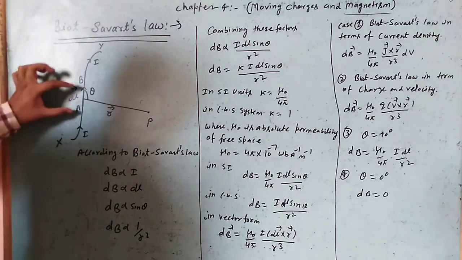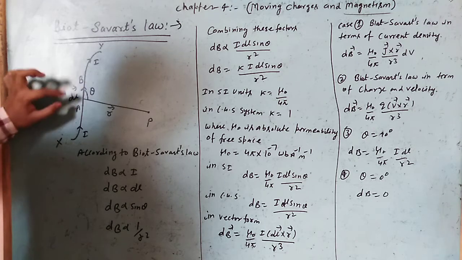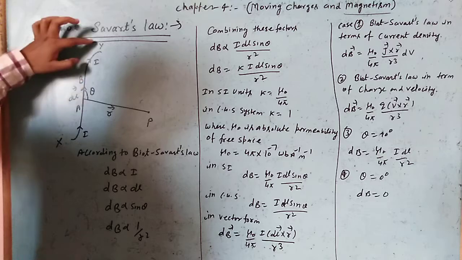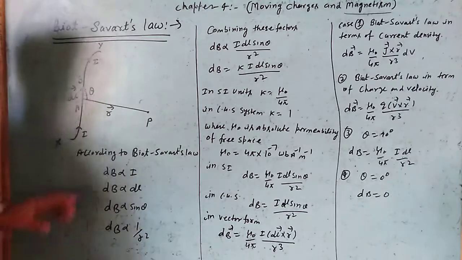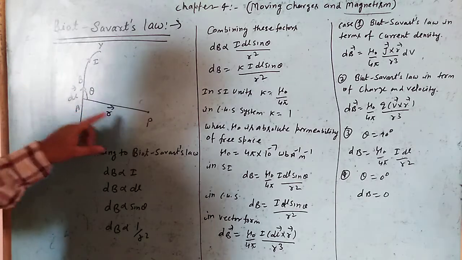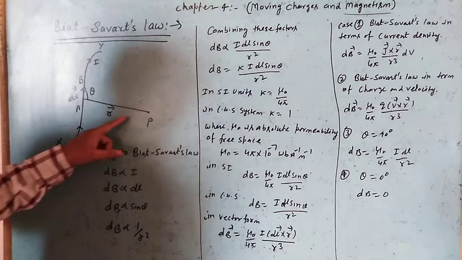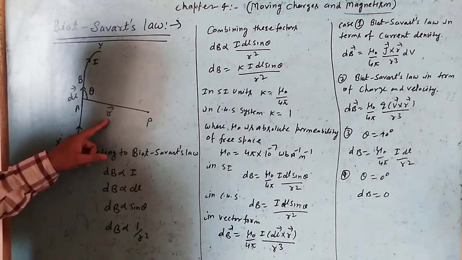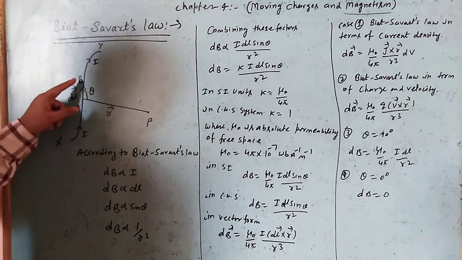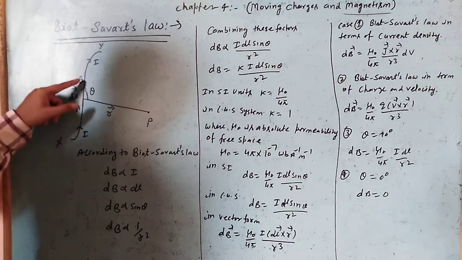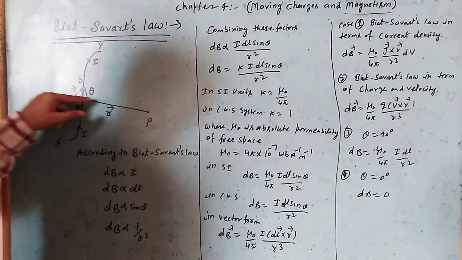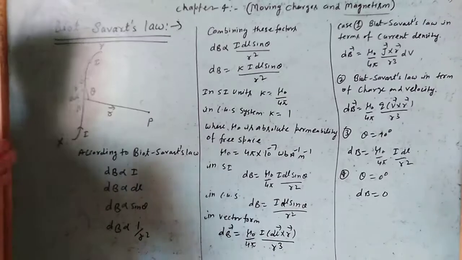Consider AB to be a small element of length dl and current I flowing in the XY wire, and the magnetic field induction produced at the point P at a position vector r from the center of the wire, and theta is the angle between the current element and this axis. This axis name is OP.